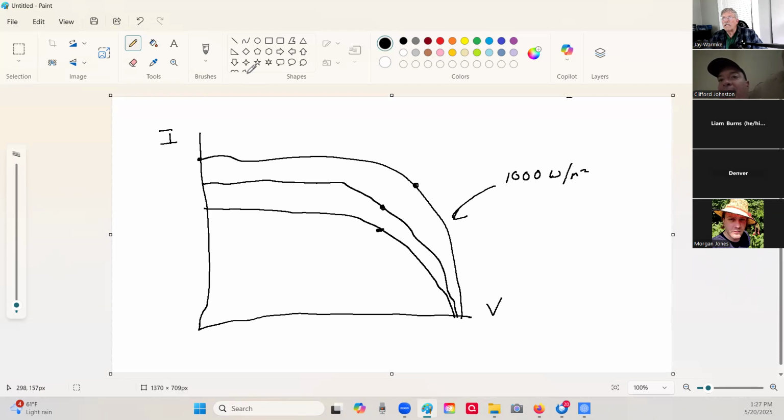And then what happens if it gets colder? Well, the cold affects voltage. The temperature affects voltage. It affects amps a little bit, but the colder it gets, the more volts it'll produce. So now our curve will shift out like that, and our maximum power point's over here. Or what if it gets warmer? Then our curve may look something like that. So now it's over here.